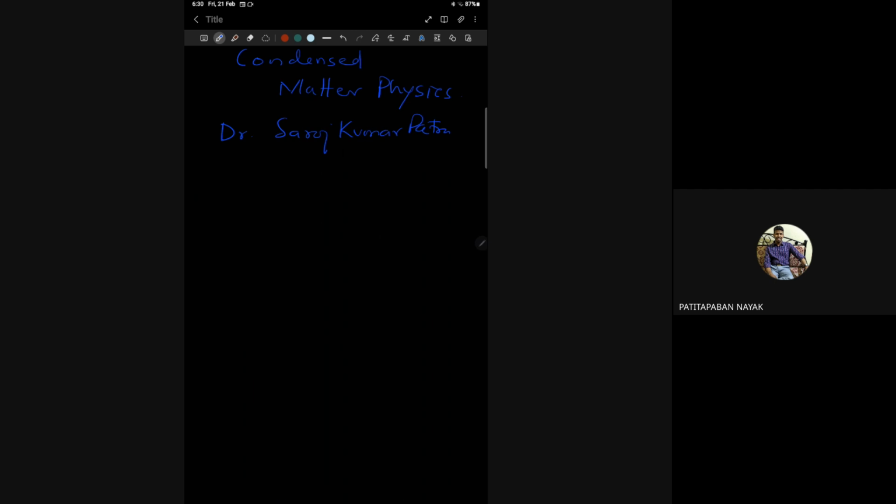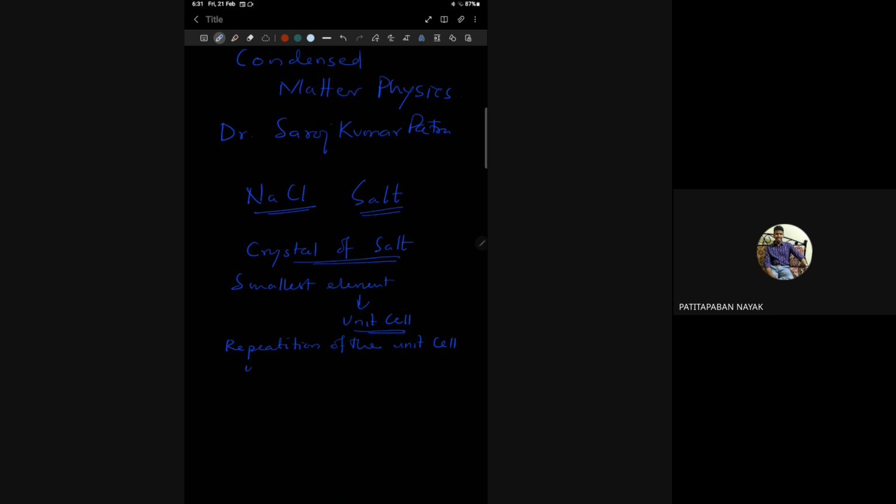So suppose we take for example NaCl, which is our common salt. If we see a crystal of the salt, then the smallest element would be called the unit cell. Repetition of the unit cell will produce the crystal.